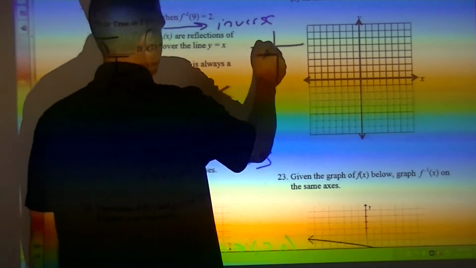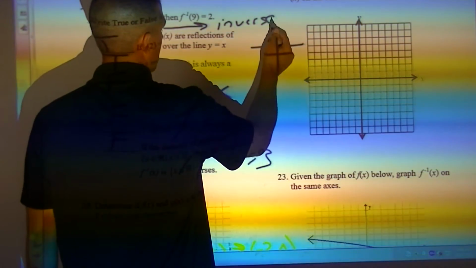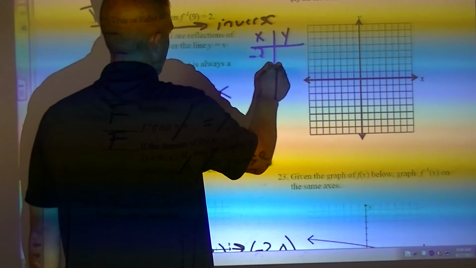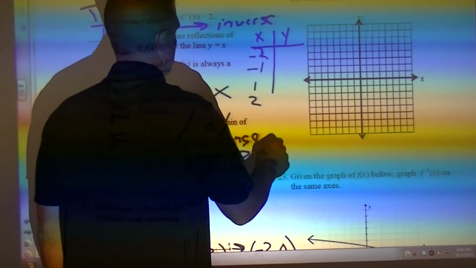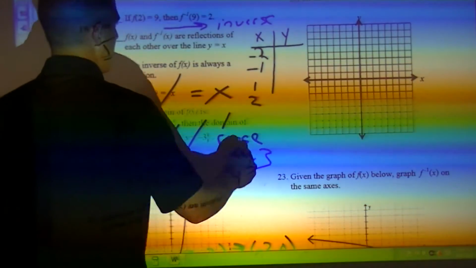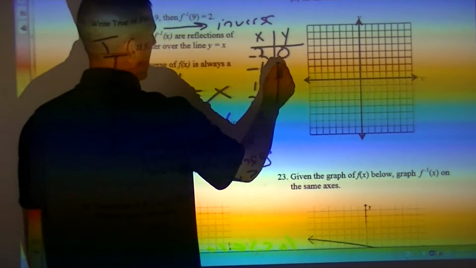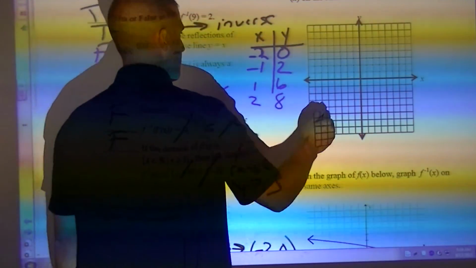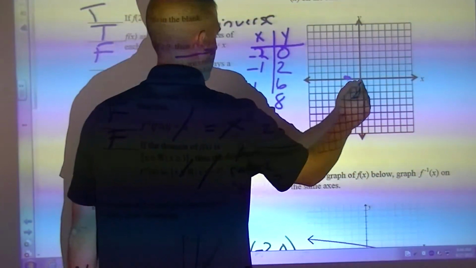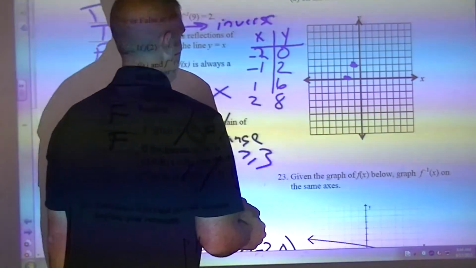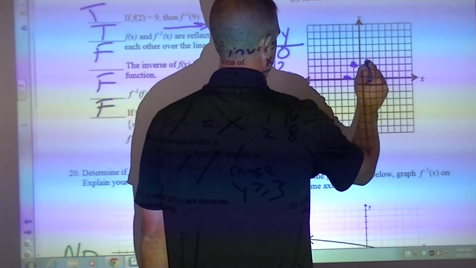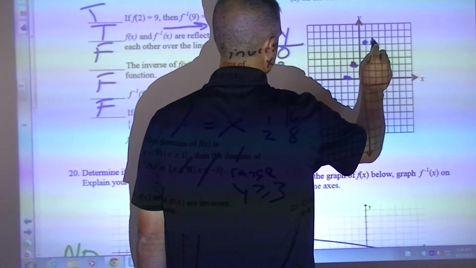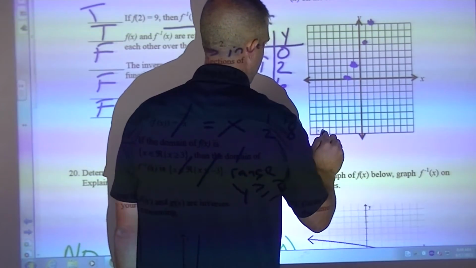Let's say for 2x plus 4, we're going to use -2, -1, 1, and 2. If I put that in there, that would be 0, that would be 2, that would be 6, that would be 8. So -2, 0; -1, 2; 1, 6; and 2, 8. Okay, so that would be my line.